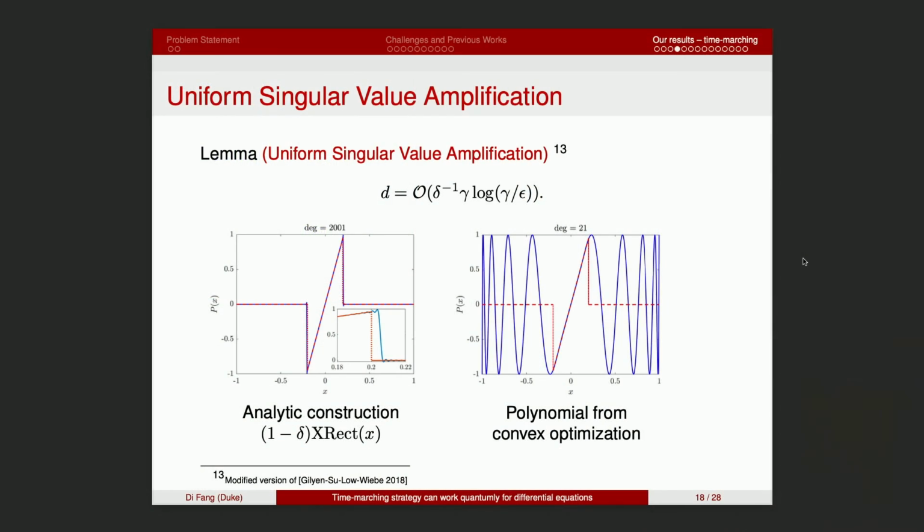Here I compare the same procedure, and you can see the degree of the polynomial using the explicit construction is 2000. Versus here, because previously we already formulated everything as an optimization problem, which turns out to be a convex optimization problem, you can easily solve it on a classical computer, and you get a degree that is only 20 versus 2000.